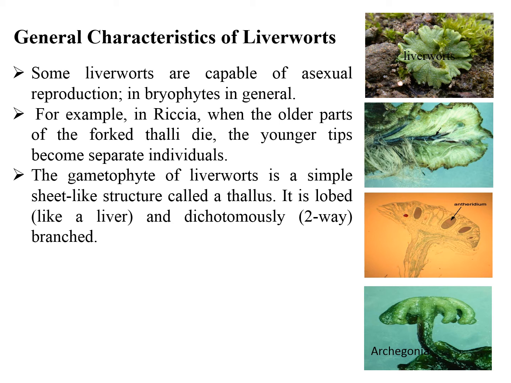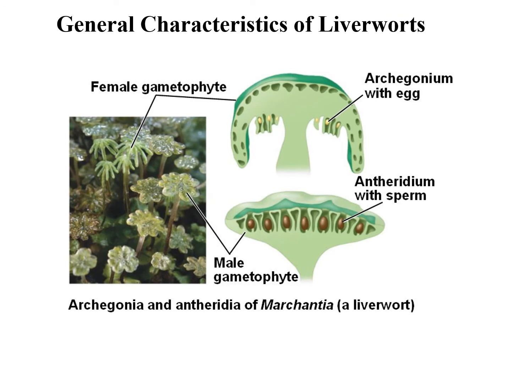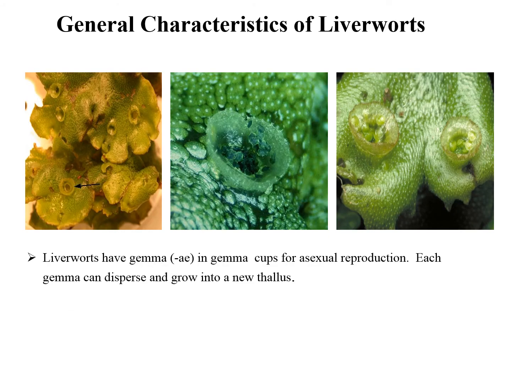The gametophyte of liverworts is a simple sheet-like structure called a thallus. It is lobed and dichotomously branched. Liverwort antheridia are borne on a structure called the antheridiophore. As you can see in the picture, archegonia are borne on the archegoniophore. For asexual reproduction, liverworts have gemmae. Each gemma disperses and grows into a new thallus.